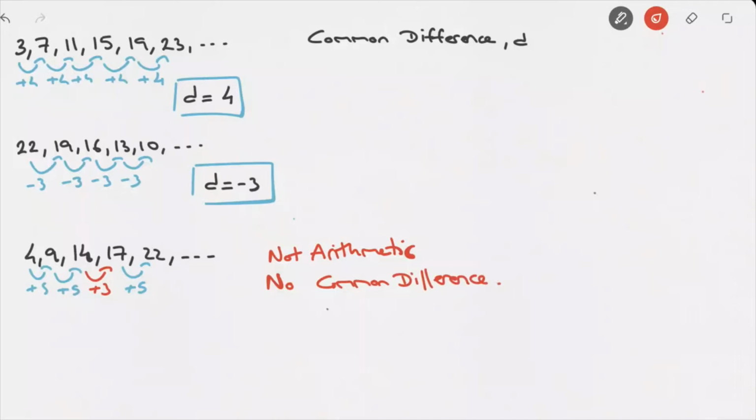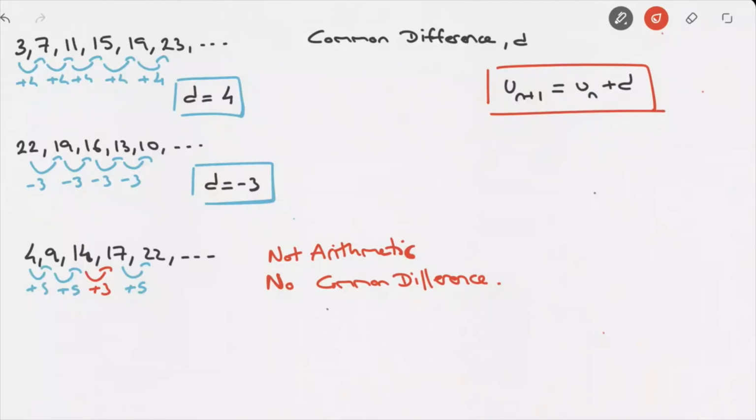Now, another way of defining an arithmetic sequence is with the following formula. We could write that arithmetic sequences are defined or characterized by this recursive formula: u_(n+1) equals u_n plus d. And in fact, I'll go ahead and box that because you're more than likely to see this again.